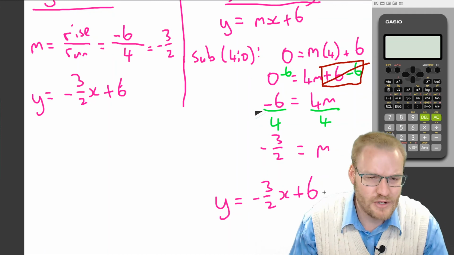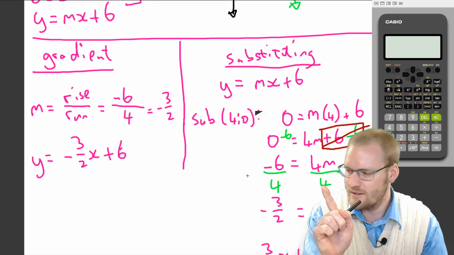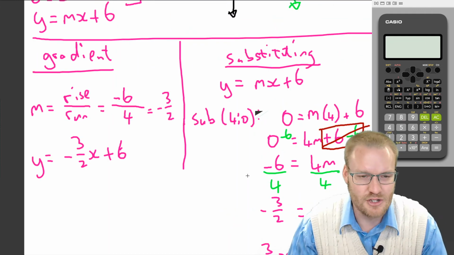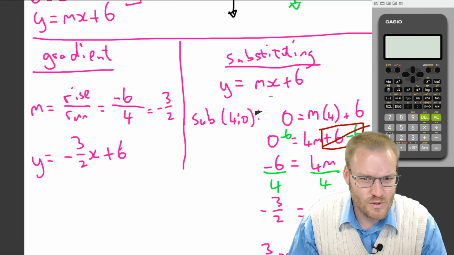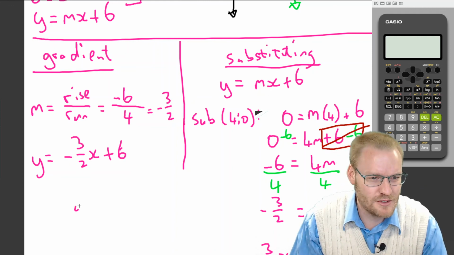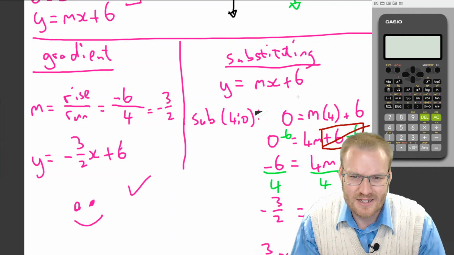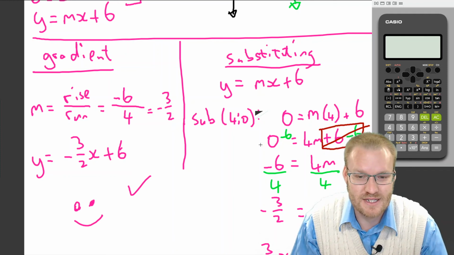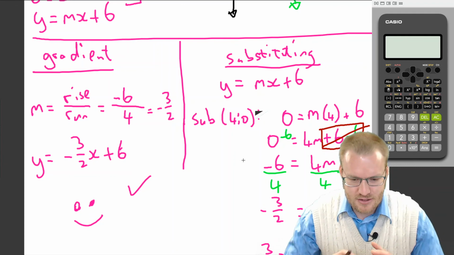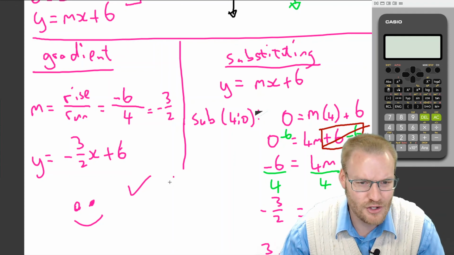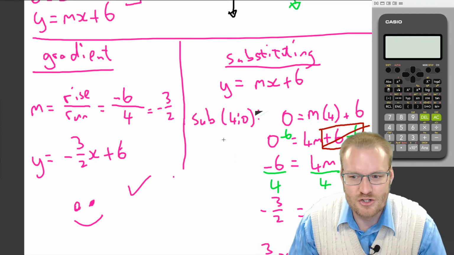What's your vote? Which one do you rate is better, the gradient method or the substituting? Given the length of this, I'll go for the gradient. It seems a little bit easier, but the substituting we have to use in some cases. So there's how we do it. Please enjoy the video, and there's a worksheet to do.